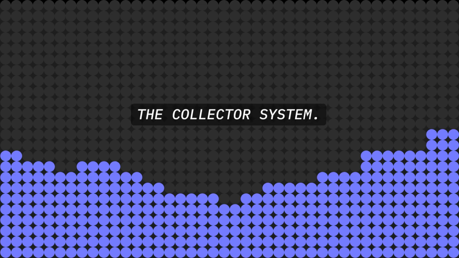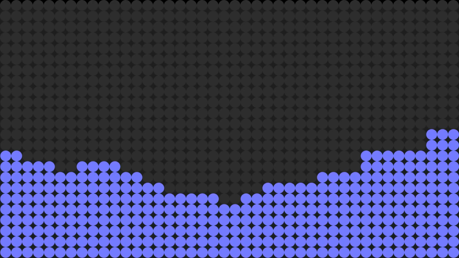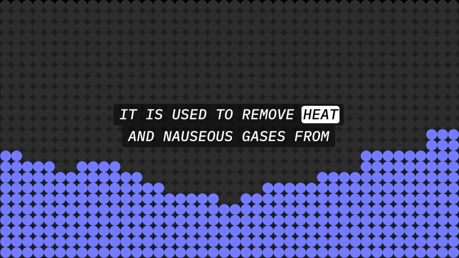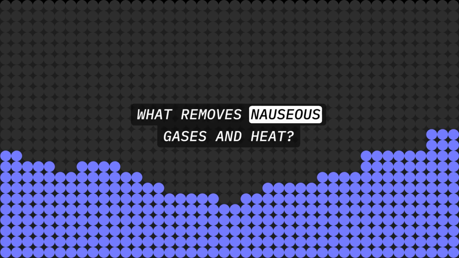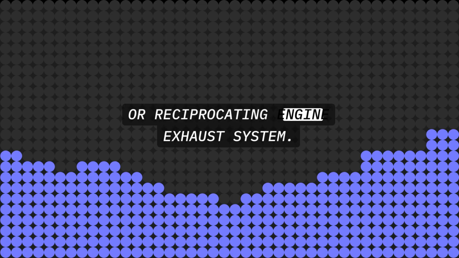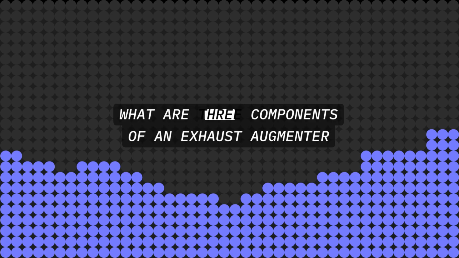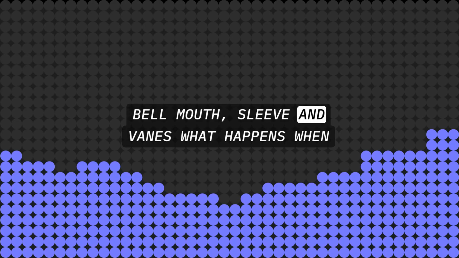What type of exhaust system creates a higher exhaust back pressure? The collector system. What is the purpose of a reciprocating engine exhaust system? It is used to remove heat and noxious gases from the engine nacelle. What removes noxious gases and heat? A reciprocating engine exhaust system. What are three components of an exhaust augmenter system? Bell mouth, sleeve, and vanes.